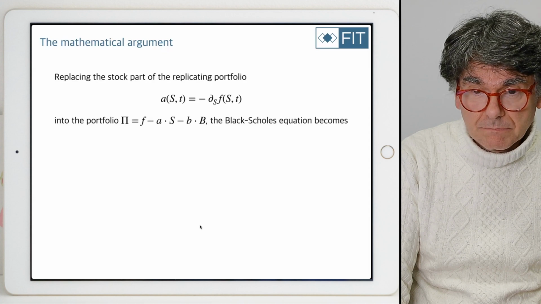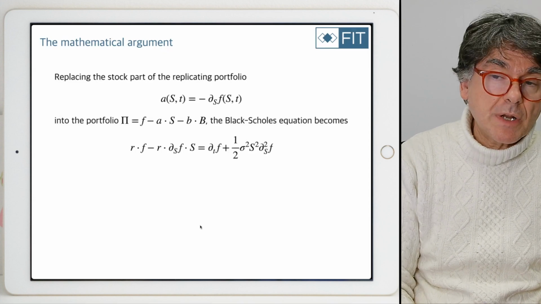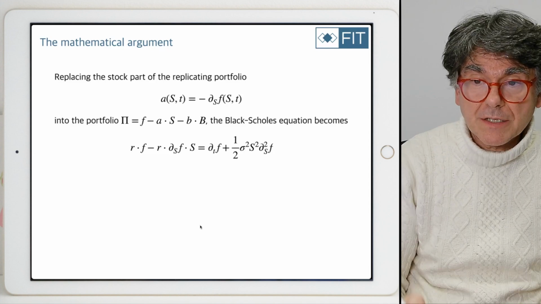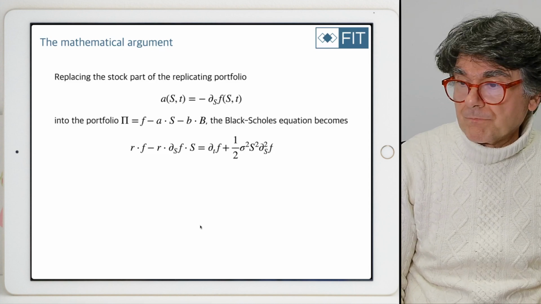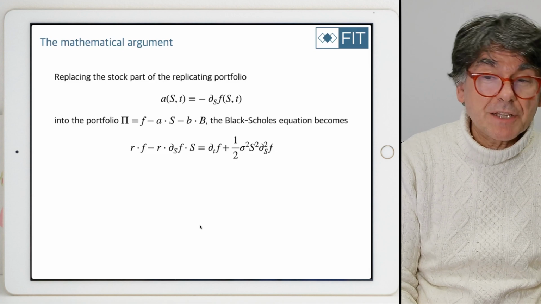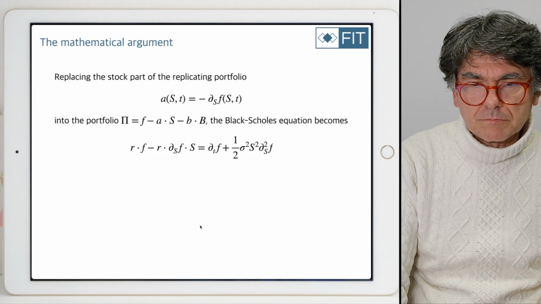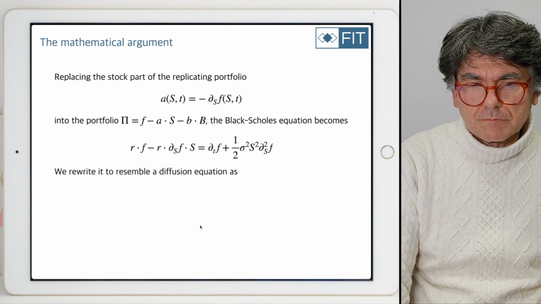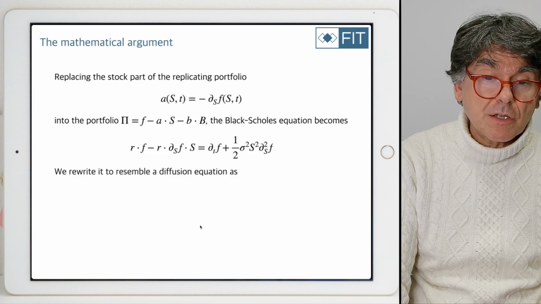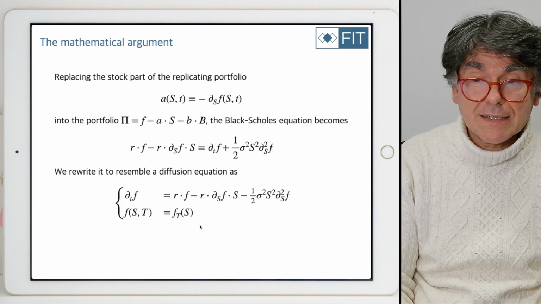That's what I have. That's the Black-Scholes equation, then becomes this. That's what happens when I replace the portfolio by its value. It's an equation. It's a differential equation. And we can rewrite it to resemble a diffusion equation, which may look more familiar to you as this.